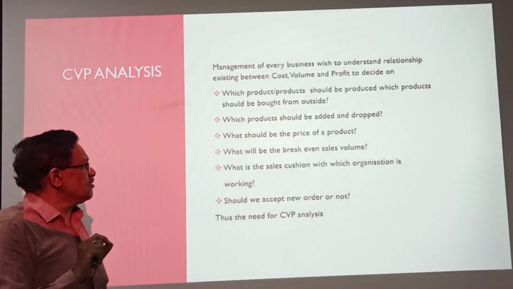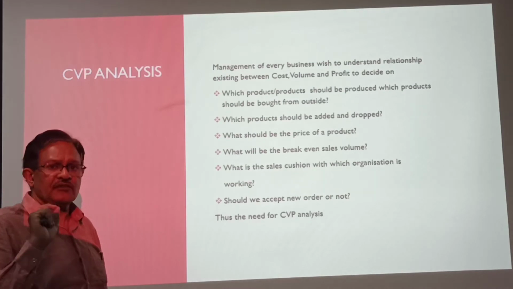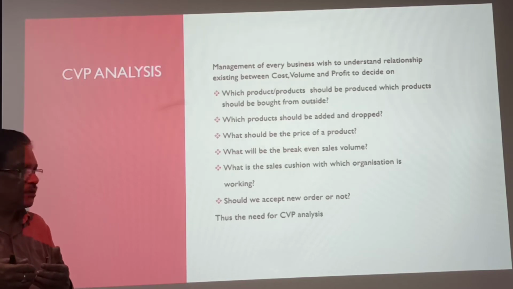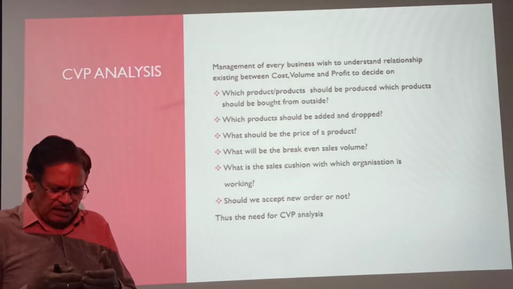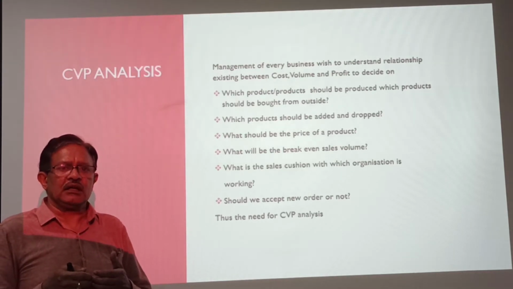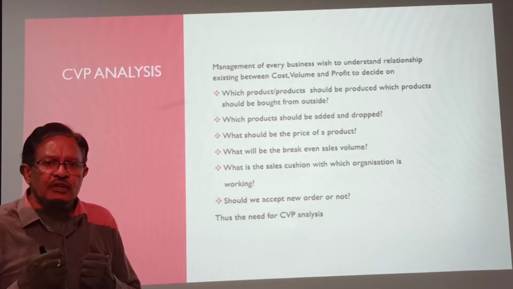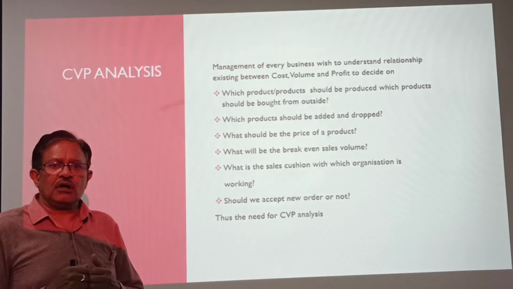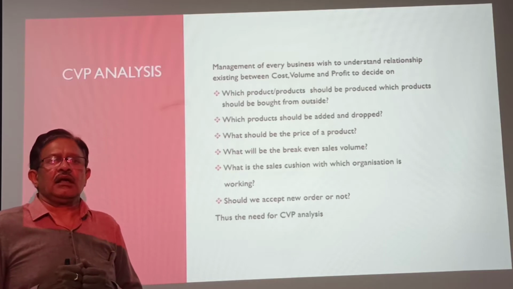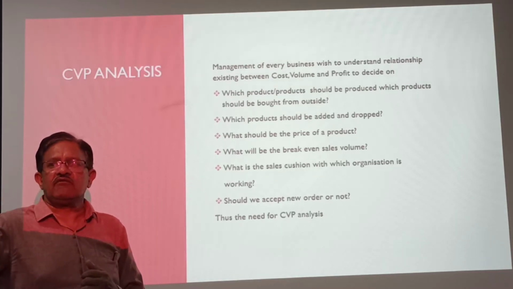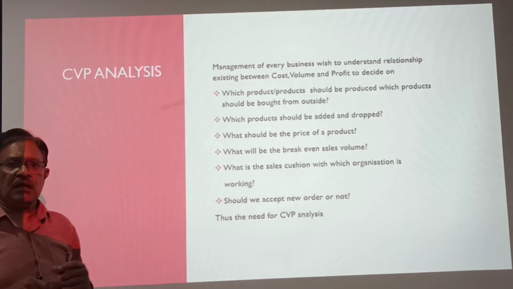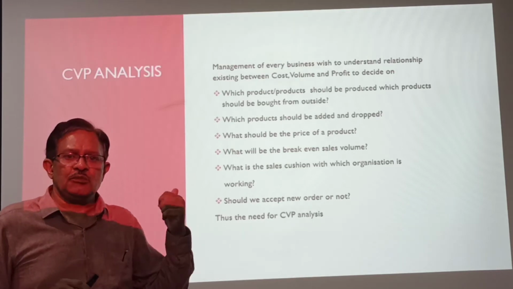We will also be able to understand something called the margin of safety. That is nothing but with what cushion we are working in the organization at present. Whether we are producing more than the break-even point or less than the break-even point, we'll be able to understand by calculating the margin of safety. Should we accept a new order? Should we not accept a new order? Given the sales price and the variable costs, these decisions can be made only when you understand this particular CVP analysis.